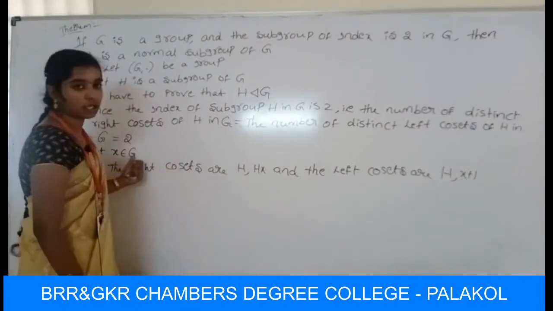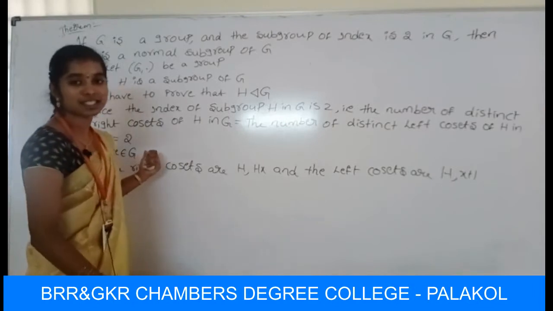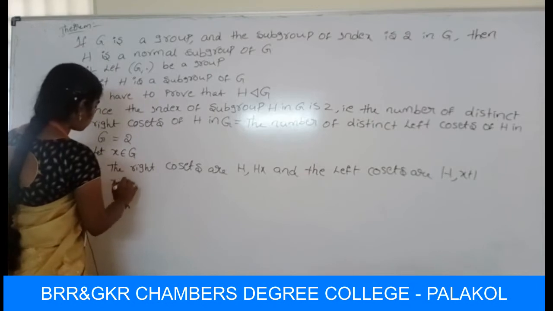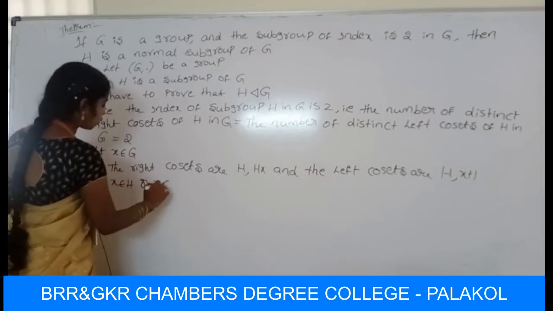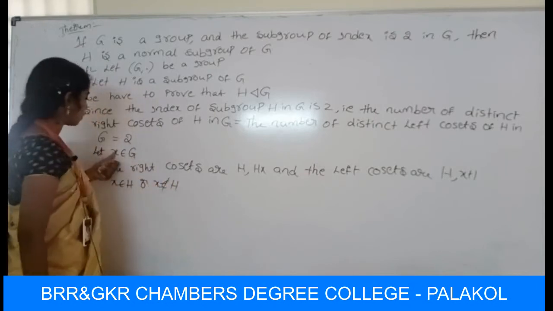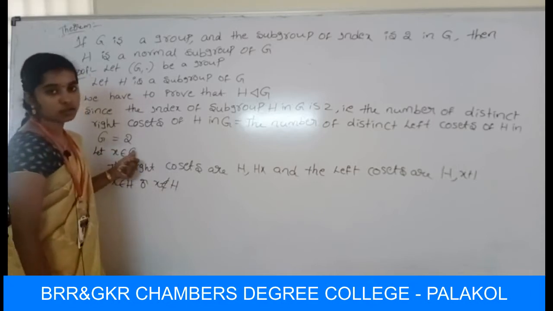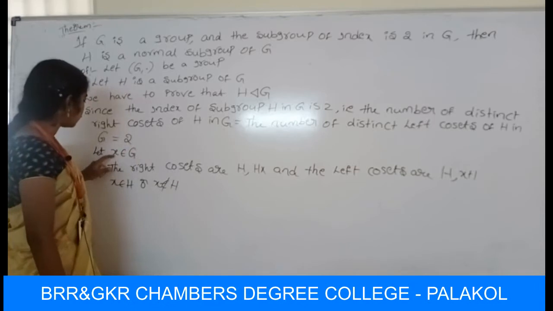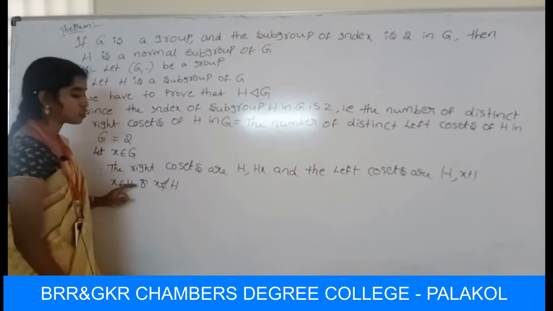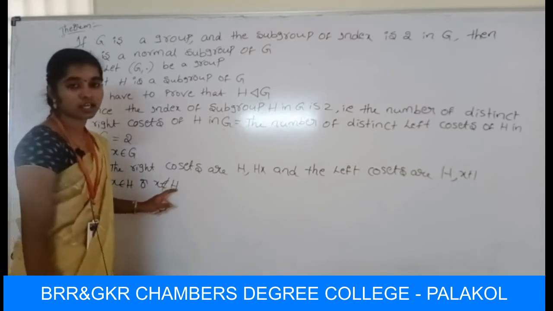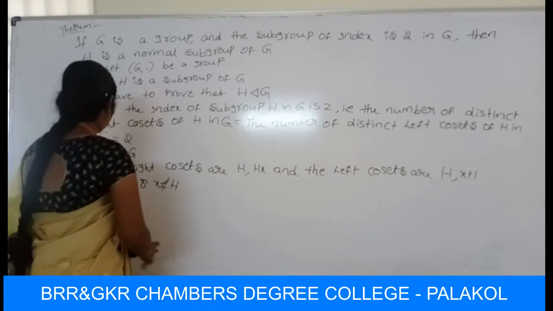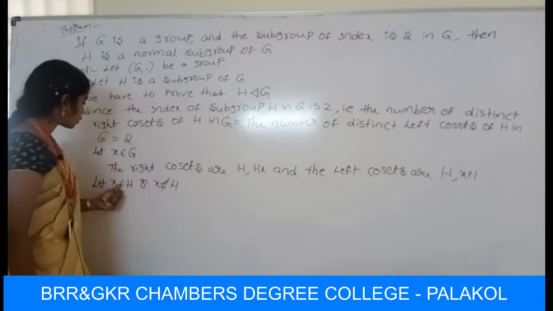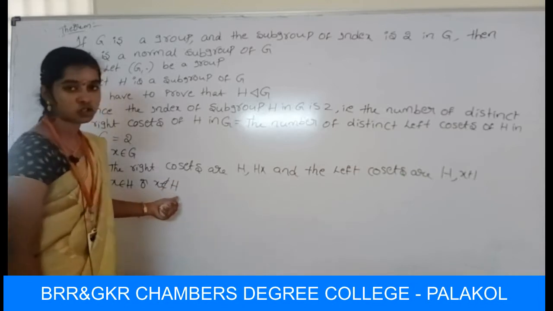Already you know that H is a subgroup of Z, so H is a subset of Z. X belongs to Z, so that means X belongs to H or X does not belong to H. So two cases arise: X belongs to H, or X does not belong to H.